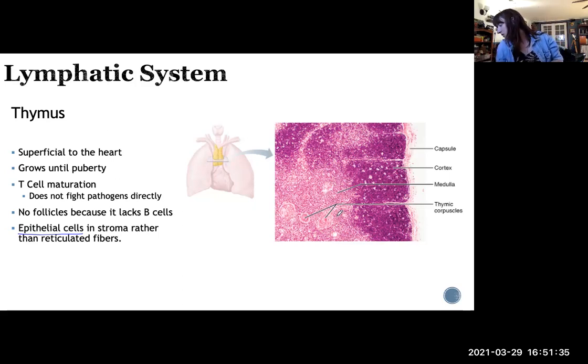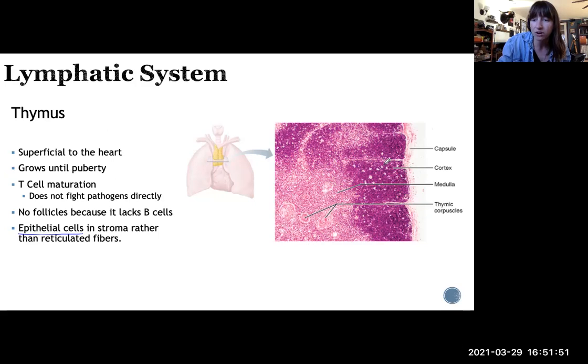Bizarre structures called thymic corpuscles, concentrated whorls of keratinized epithelial cells, thought to be sites of T cell destruction, are involved in the development of regulatory T cells. Very cool. I'm not going to test you on that. Just thought it was interesting.